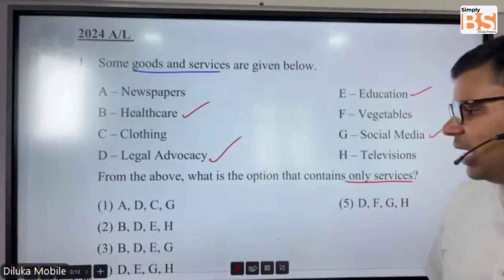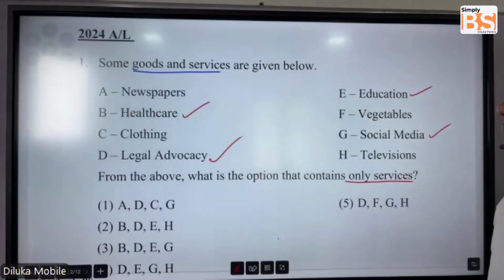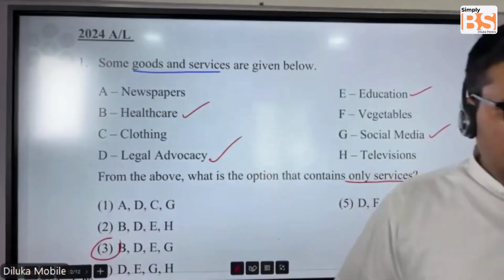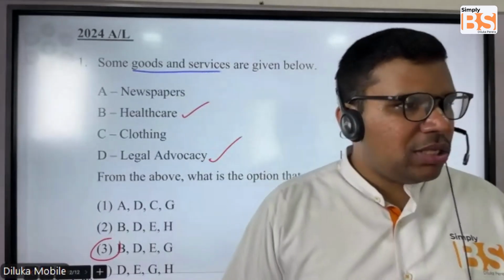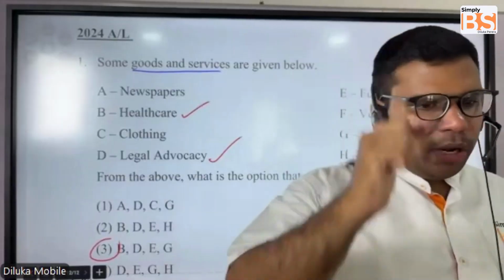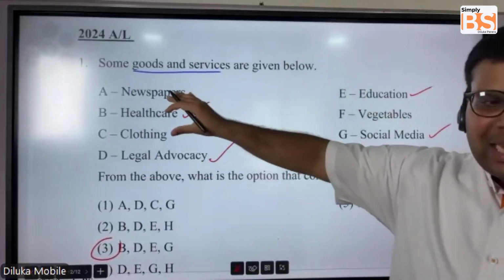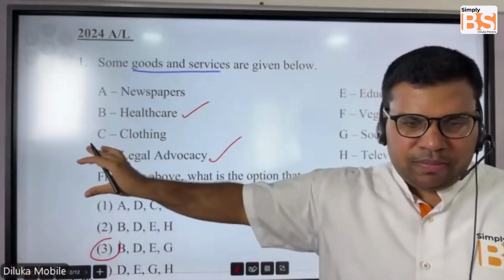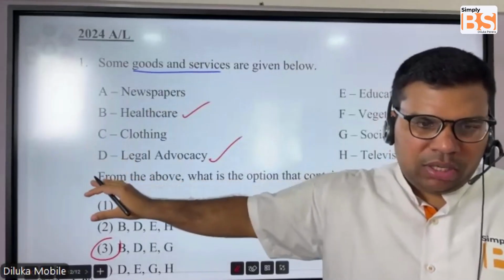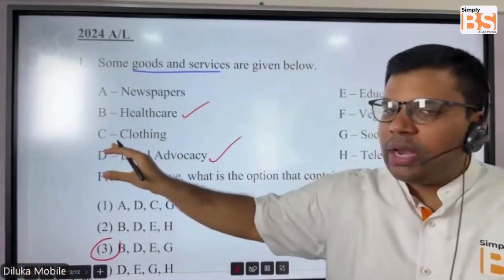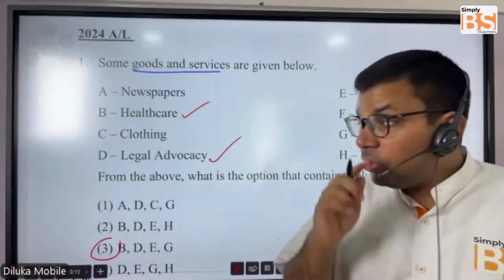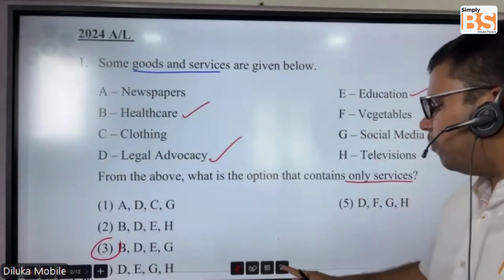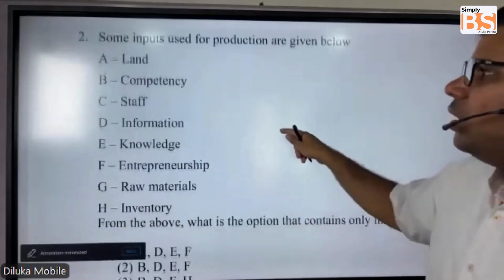So what's the answer? B, D, E, and G. Answer number 3. Yes, very good, Evin. You have got the right answer. Physical students, all of you have got the right answer. Very good. Now, students, this type of question will be there in your examination also. This is a very popular question. In 2025 also we had it, and in 2024 also. These types of questions are very easy to score.